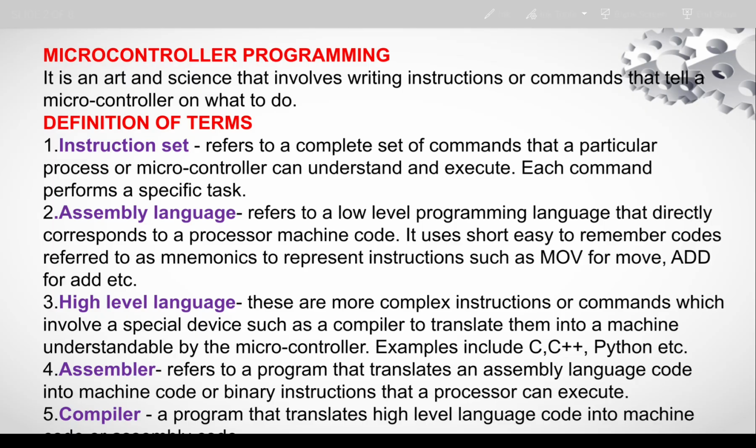After knowing high level language, the next definition is an assembler, which refers to a program that translates an assembly language code into a machine code or binary instructions that a processor can execute. Then we have a compiler, which is the opposite of an assembler, which translates a high level language code into a machine code. Those are the 5 definitions of terms that, as a learner, you need to know when you are talking about microcontroller programming.